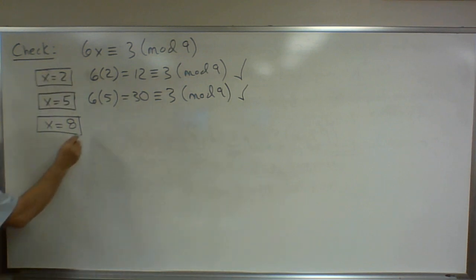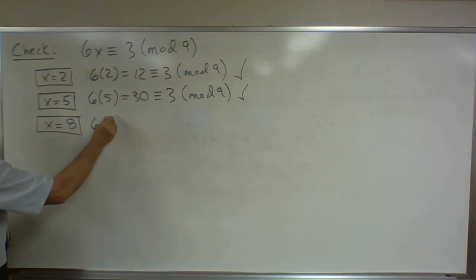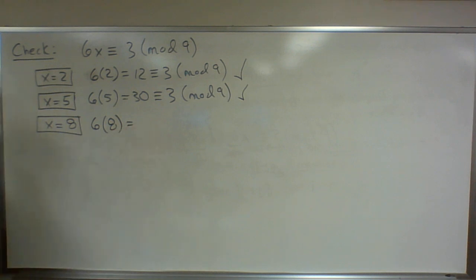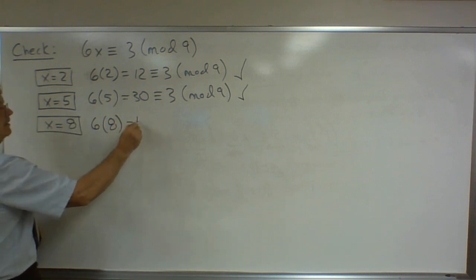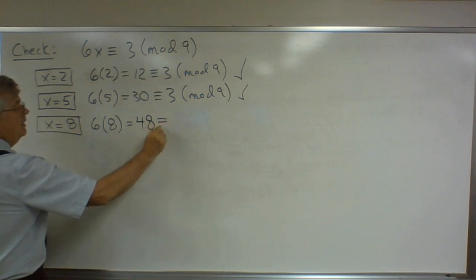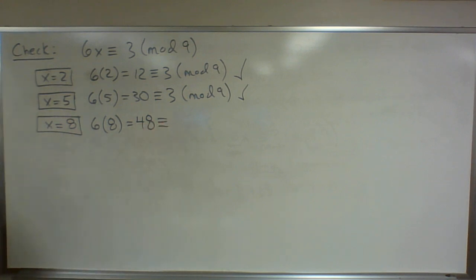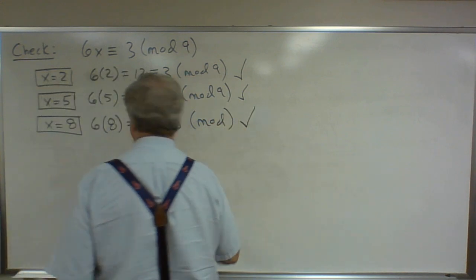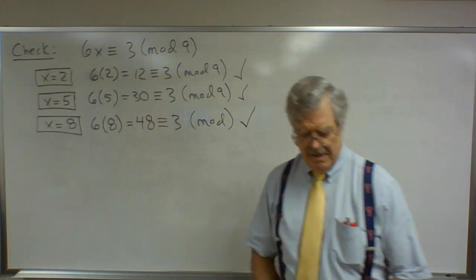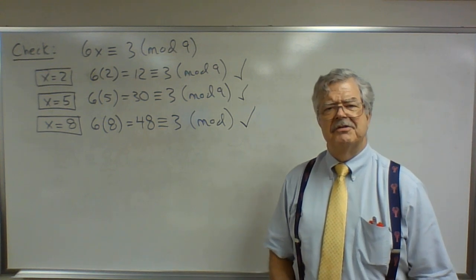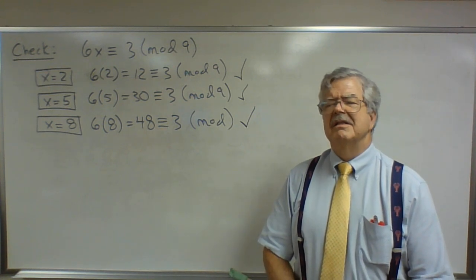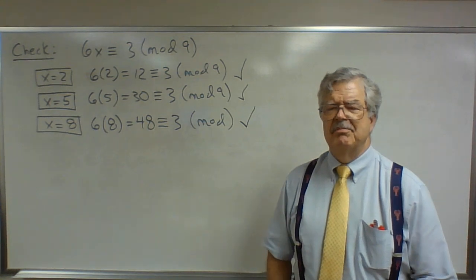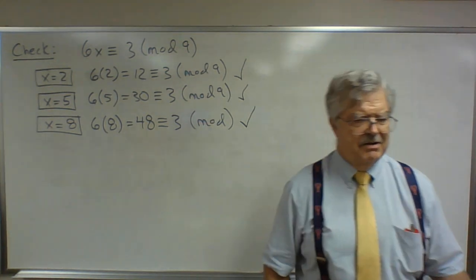X equal 8. 6 times 8, 48. And if we divide 48 by 9, we get 5 times 9 is 45 plus a remainder of 3. Check. Okay. Well, that is our first example. Let's do a few more applying this same technique, okay?